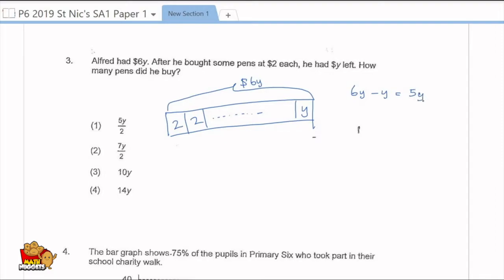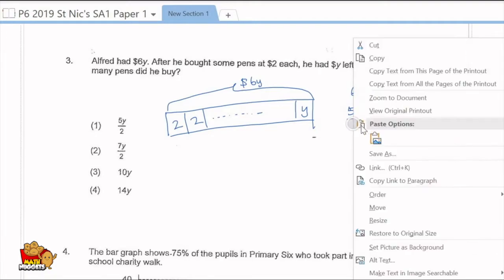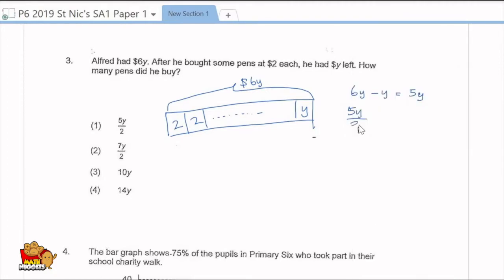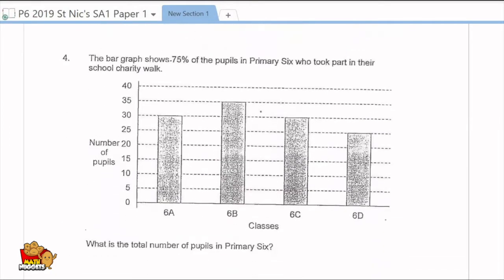Okay, so $6 minus y on the pens. Each pen costs $2. So each pen costs $2. So this will be the answer: (6 minus y) out of 2. Question 4.